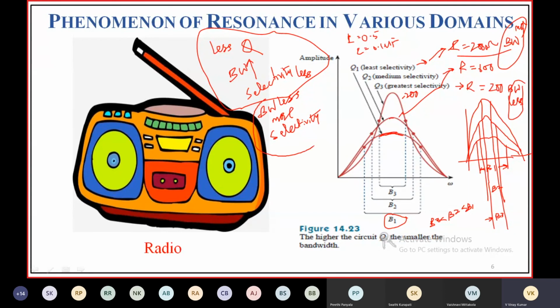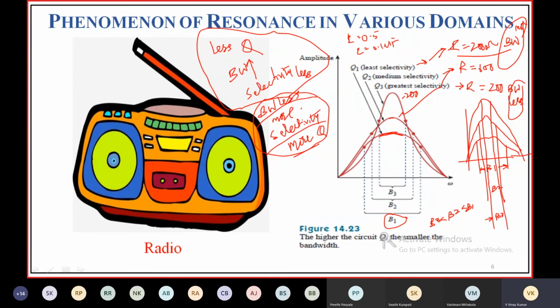If bandwidth is less, it means more selectivity and more Q factor, more quality factor, because Q indicates the sharpness of the curve. Here we are having more sharpness of the curve in case of R is equal to 200 ohms. If bandwidth is less, it means more selectivity and more Q, because sharpness of the curve is more. So why is Q more, why is selectivity more?